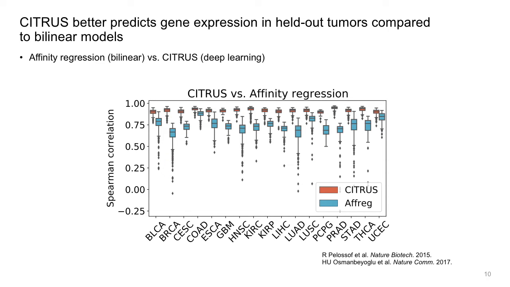As a sanity check, we first conducted a statistical evaluation on the gene expression prediction task. We compared our deep learning method, Citrus, to a bilinear method called affinity regression on this task. And we can see that Citrus consistently outperforms affinity regression across all the cancer types in the sense of Spearman correlation. This indicates that Citrus has a better ability in modeling the nonlinear relationship between the somatic alterations and the gene expression.